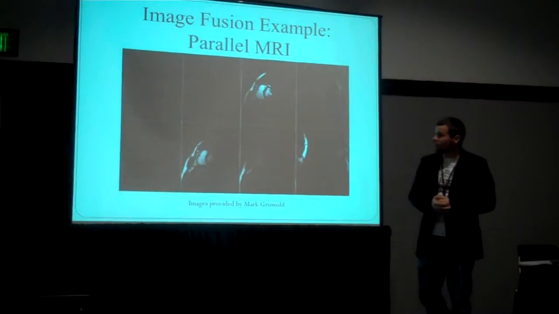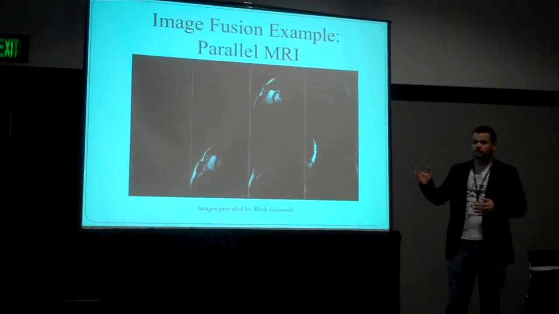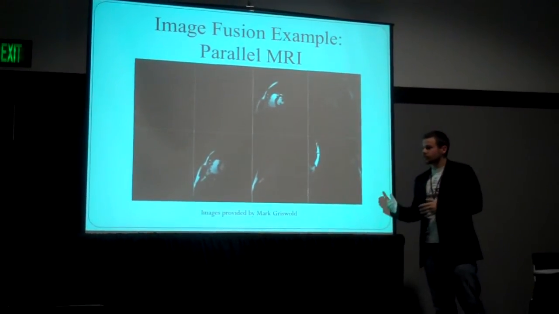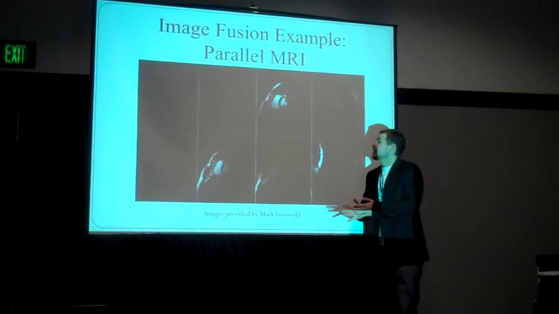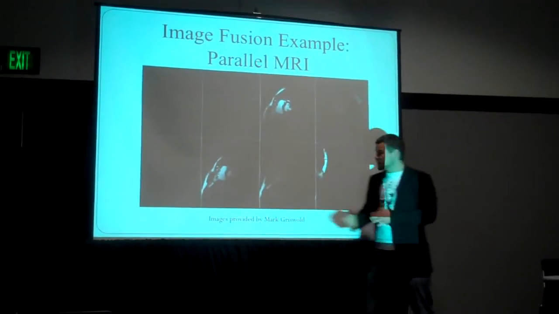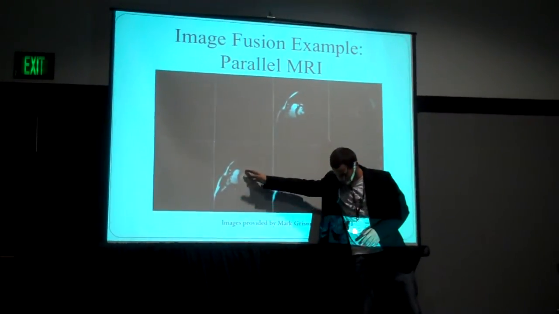One good example is the parallel MRI. These are 8 MRI images taken of the chest. I know that these 2 images look black, but there's stuff there, I promise. And so this is the heart, this is the front of the patient's chest. You can sort of see the liver down here and the lung up there.